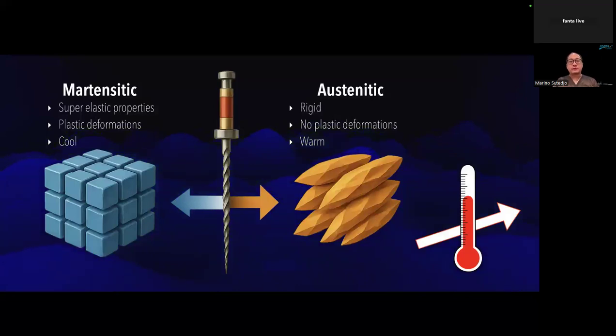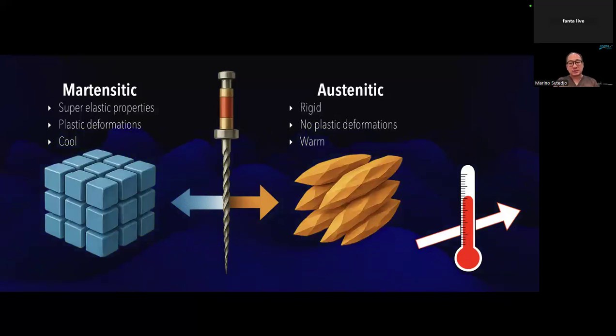What happens if the file is in the martensitic phase? Usually the martensitic phase happens if the file is at a cool temperature. So if, for example, you have a NiTi and you cool down its temperature, it will become martensitic, and at that phase it will become more elastic, but it will also easily undergo plastic deformation, and it is on the cool side of the temperature.